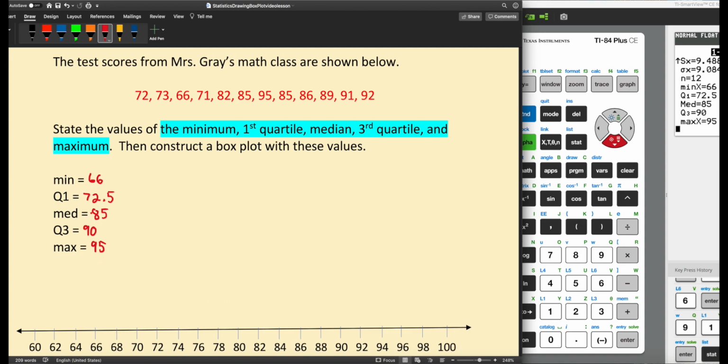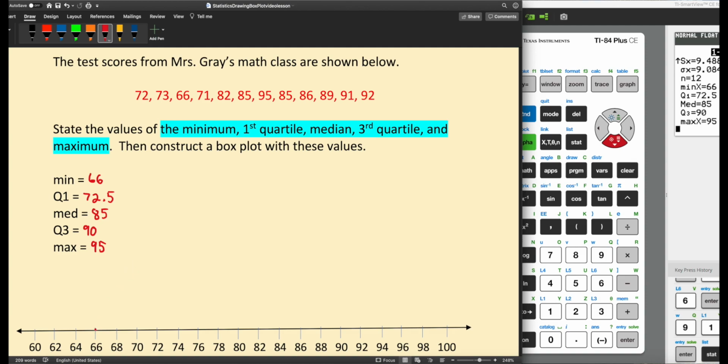And now you can decide based on the numbers that you have how you want to set your interval up. Do you want to count by ones and go from 60 to 100 counting by ones? I chose obviously to count by 2s. You can count by 5s, you can count by 10s, you can count by 20s. Whatever you think will work best for the numbers that you have. Once you decide that and you're ready to make your box plot, here's what you do.